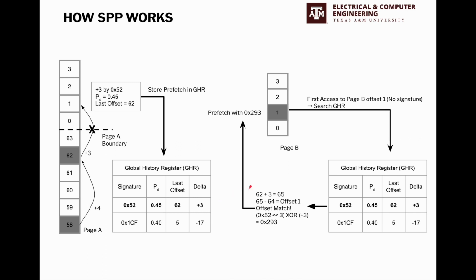If we access a new page that is not currently tracked, the SPP will search the global history register for an entry whose last offset and delta matches the current offset value in the new page. So in this case, on the first access to page B, we're going to search the global history register. We find that 62 plus 3 equals 65, and 65 minus 4 equals an offset of 1. So we have an offset match. So we're able to keep prefetching. So again, we calculate the new signature value, 0x52 left shifted by 3, XORed with plus 3 to get 0x293.